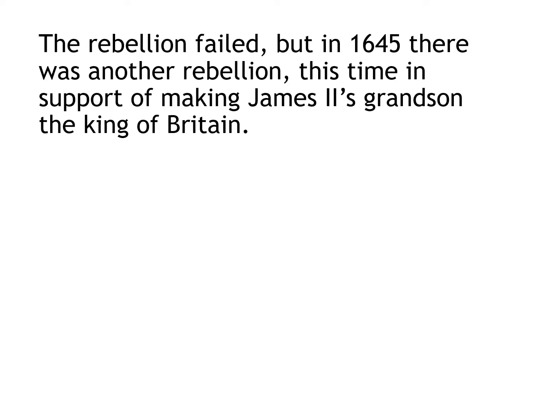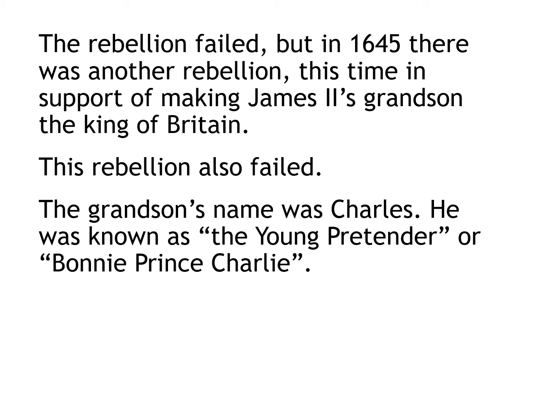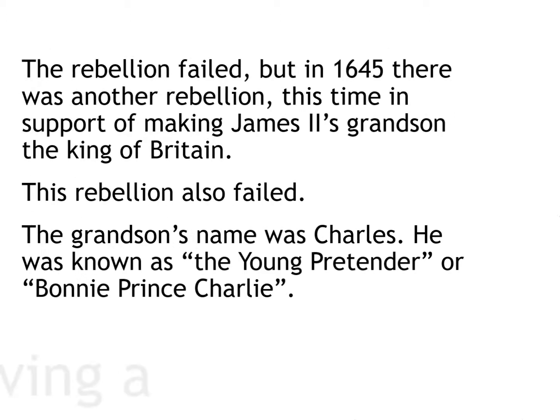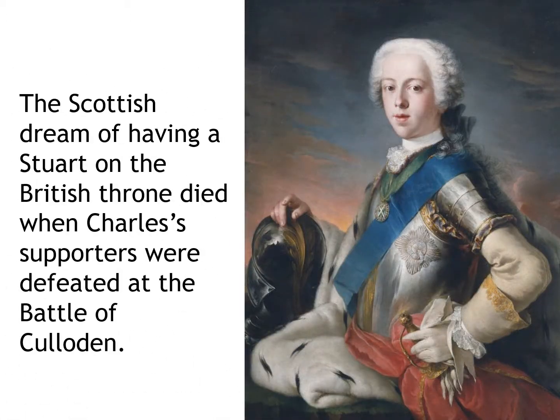Okay, so that rebellion in 1615, shippai shimashita, and James was not able to become king. And then again, the grandson, James's son, also tried in 1645. So this was the second rebellion. And that also failed. And the grandson's name was Charles. He's called the Young Pretender, or Bonnie Prince Charlie. Bonnie in Scottish English means something like pretty or handsome. You can make up your own mind whether you think he's pretty or handsome. A bit of both, really, isn't it?